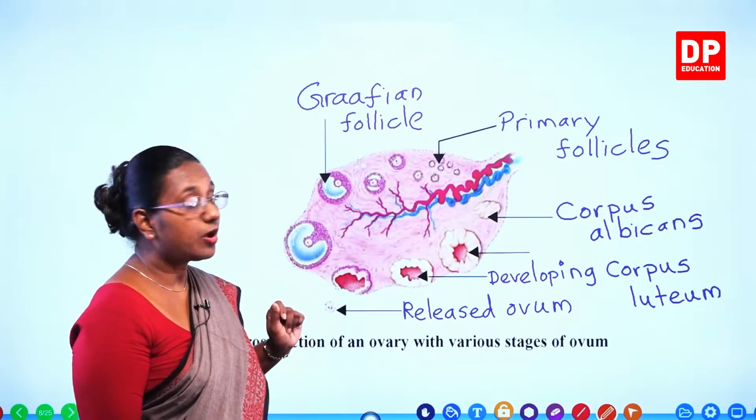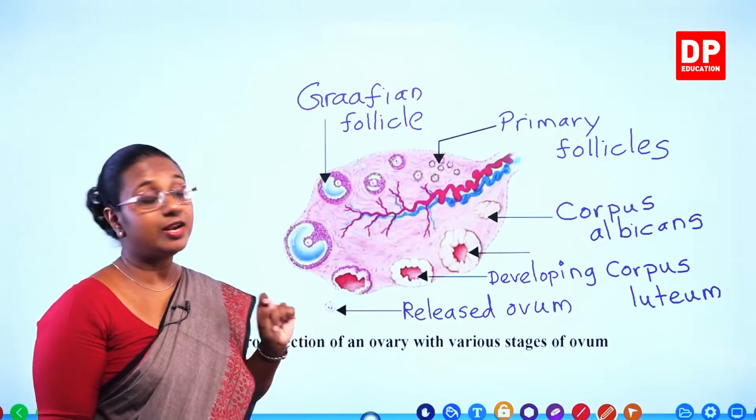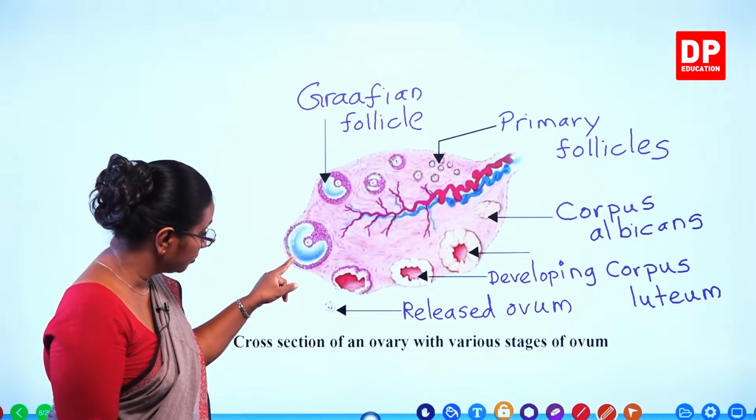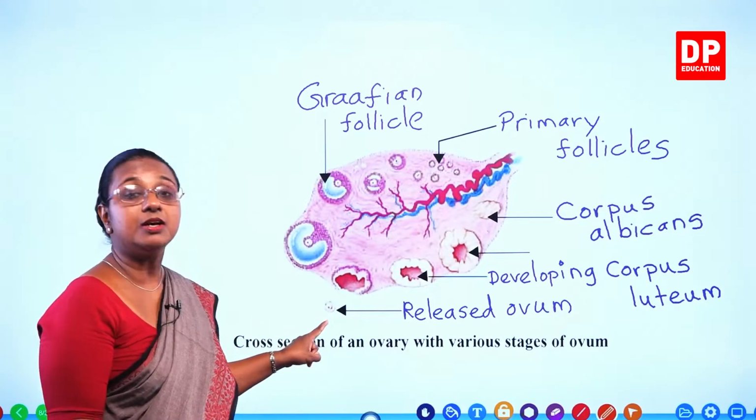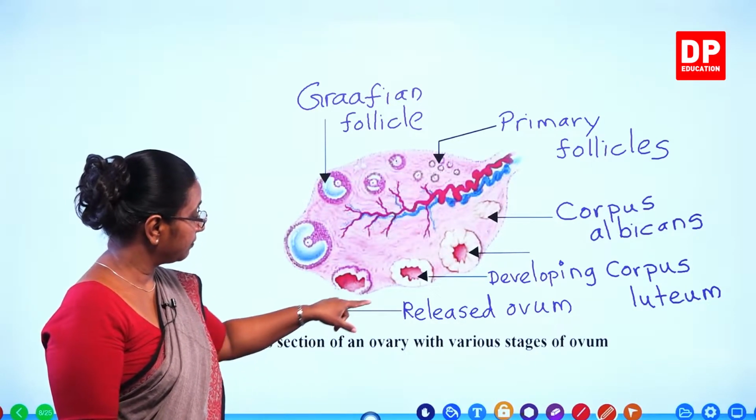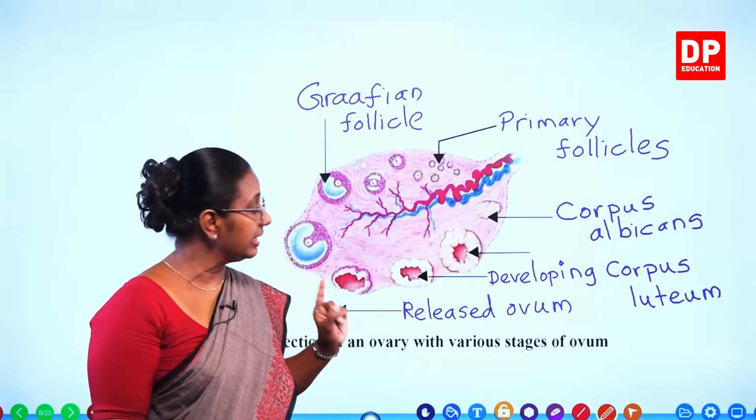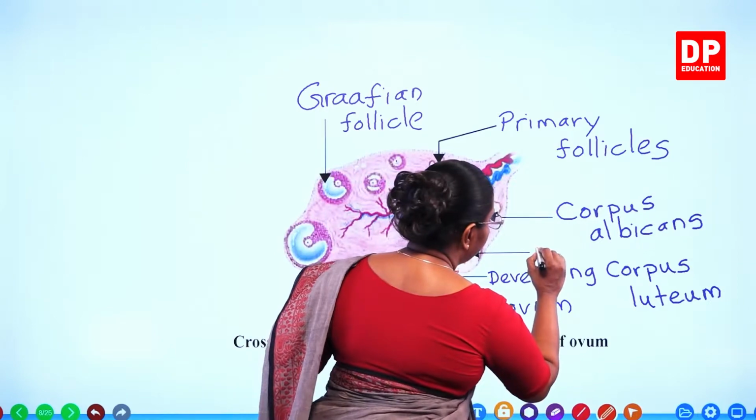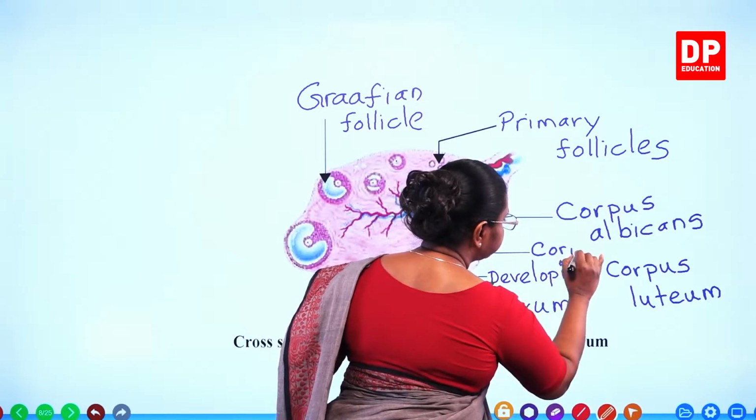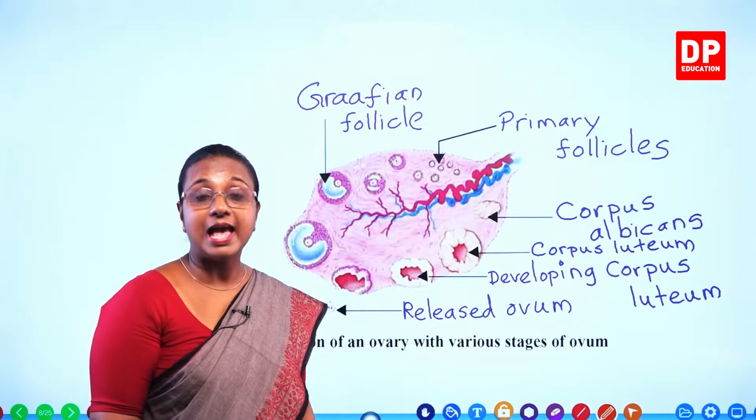So, the primary follicles are there. The primary follicles develop to form the Graafian follicle. Graafian follicle matures. Then it releases the ovum, and that is what we call ovulation. Thereafter, the Graafian follicle develops into a corpus luteum. It becomes the corpus luteum here. And then the corpus luteum becomes the corpus albicans.